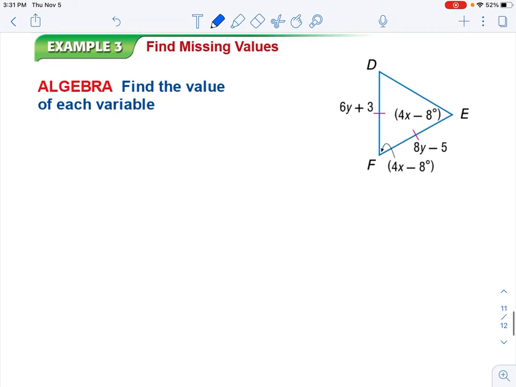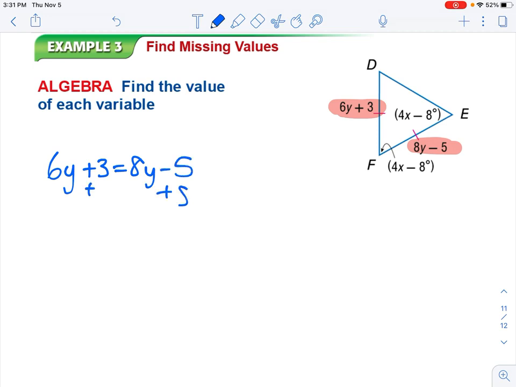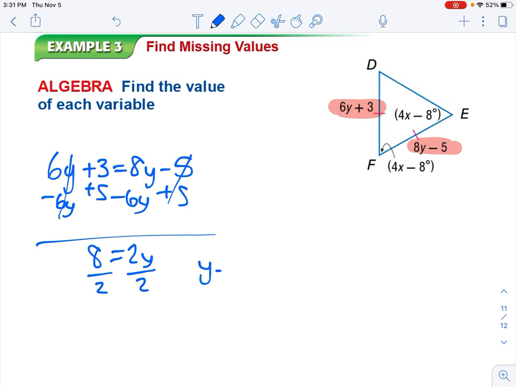All right, we have 2 more slides. We are going to find the value of each variable. So Y is pretty easy to solve for, because they are both congruent sides. We have that going for us. We can go ahead and solve for Y. So Y is going to equal 4. If you plug it back in, these would be congruent to each other.